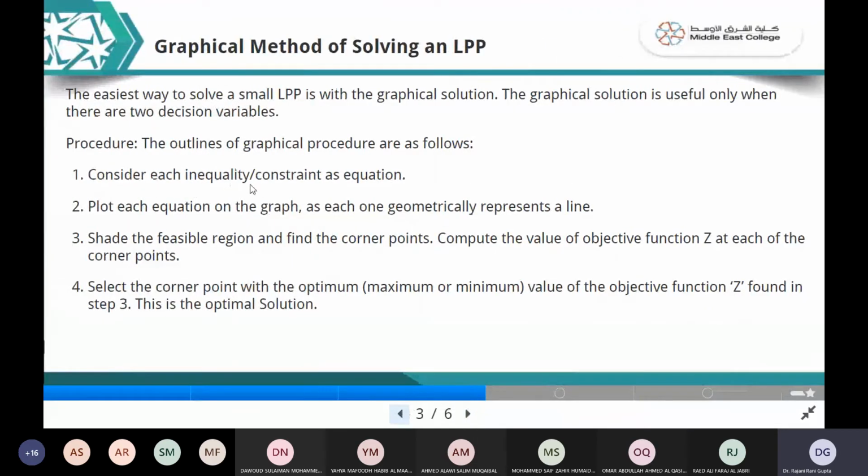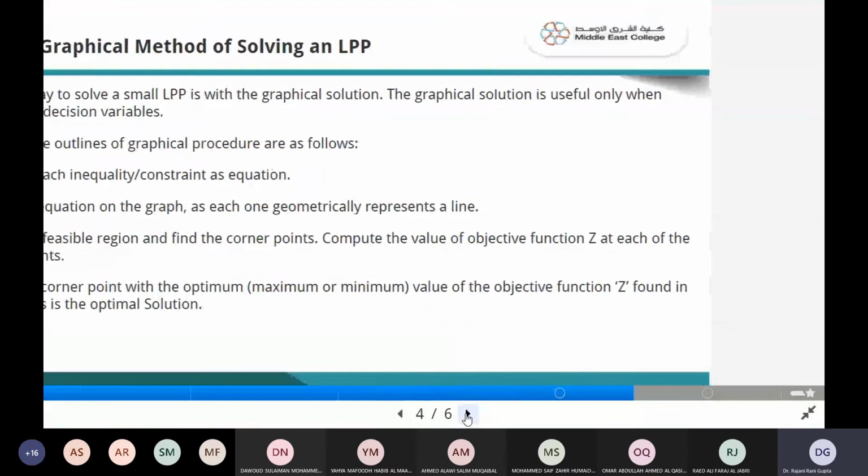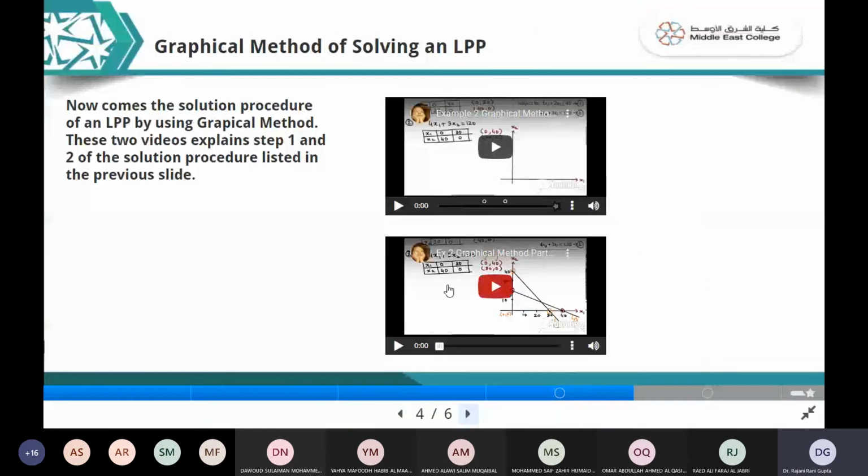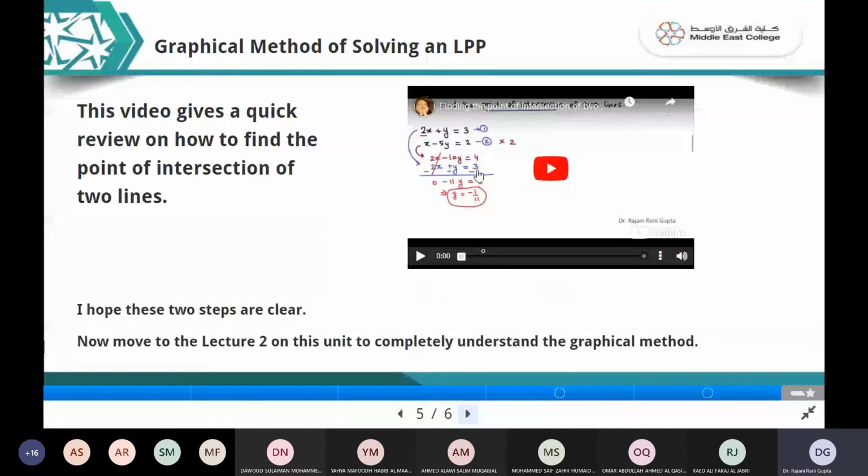Then in the next step, I gave you how to find point of intersection of 2 lines. Okay, so this is what I want you to go through for understanding the graphical method. So this is, you need to do it today.